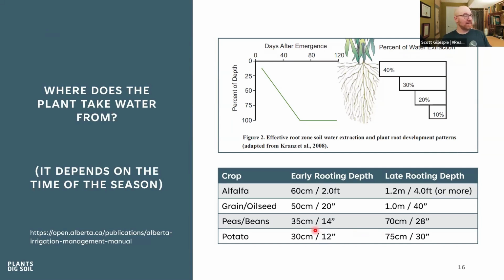Very early stages, they'll only take from within the hill and then maybe about 6 inches below. It kind of depends on where the seed piece is. But yeah, they don't go too deep.